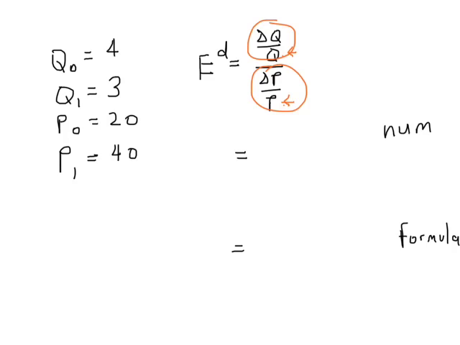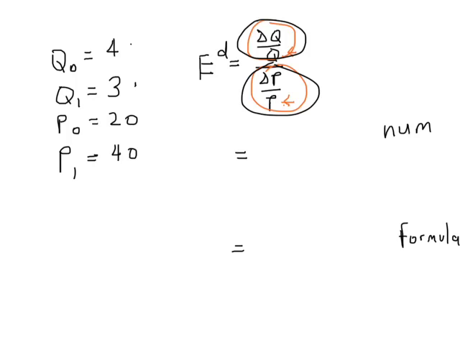Most texts say midpoint method. All right, so it's going to be the proportionate change in quantity in the numerator, proportionate change in price. We're going to use the midpoint method. So let's just crank. The original quantity demanded was 4. The new one was 3.